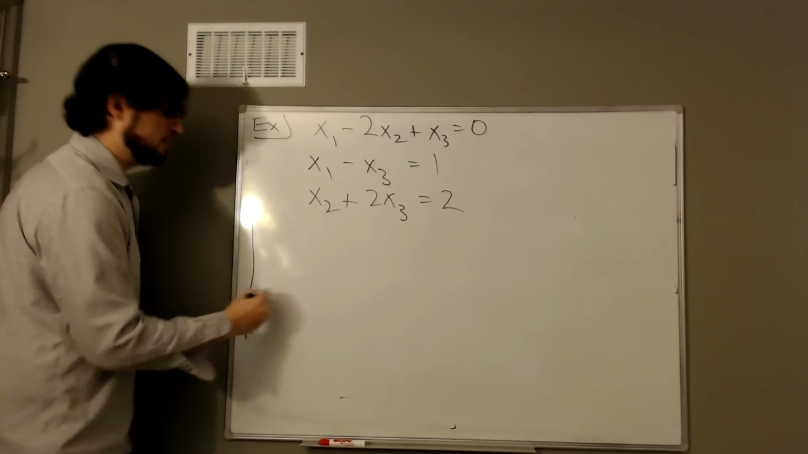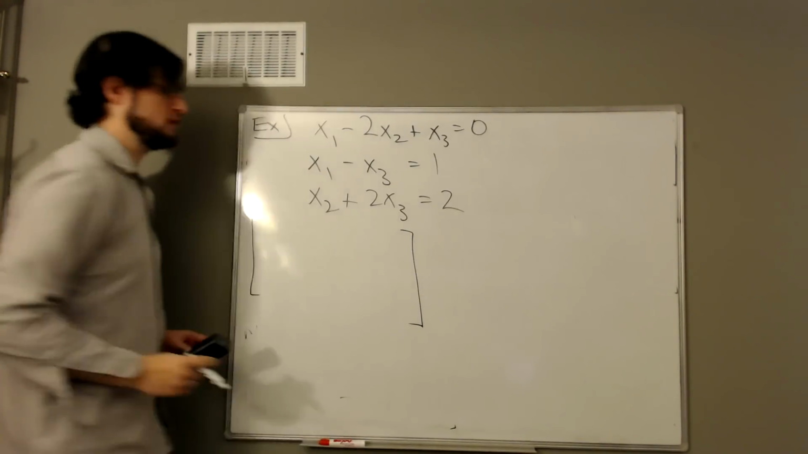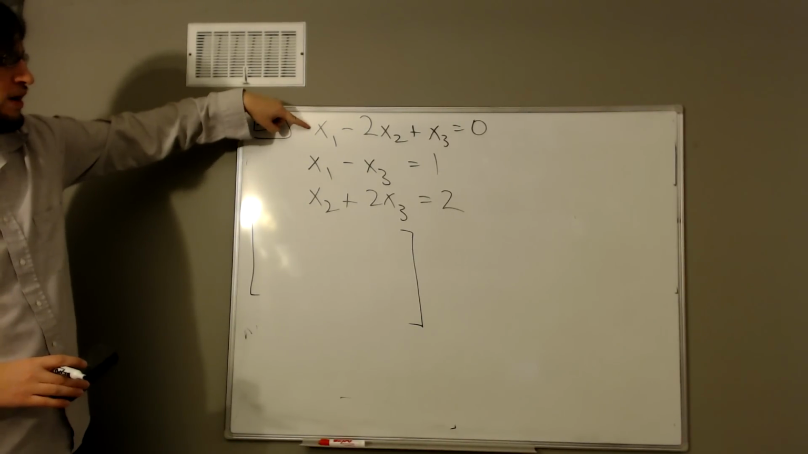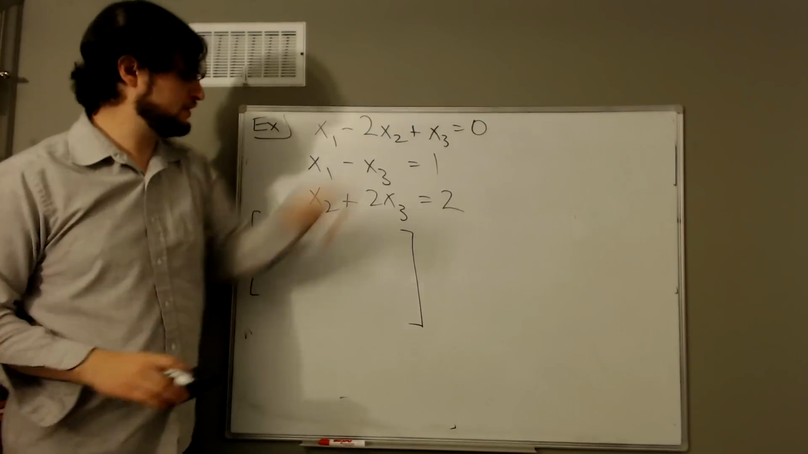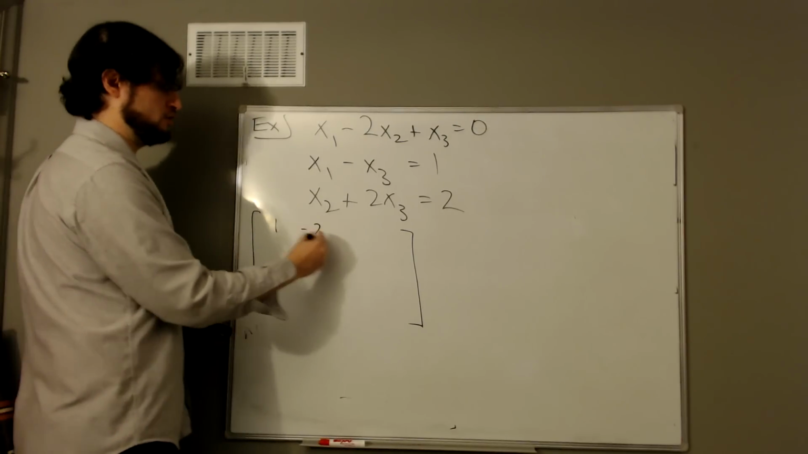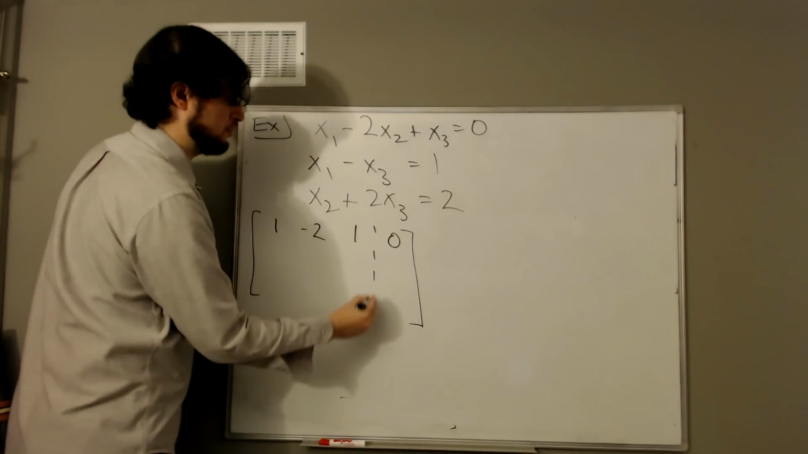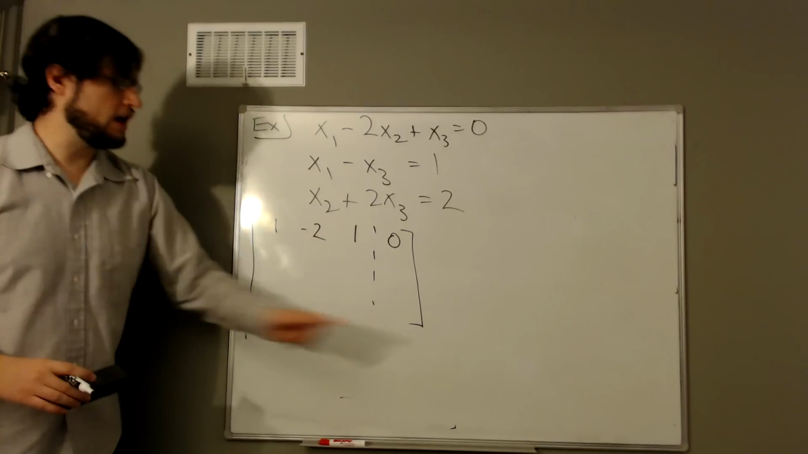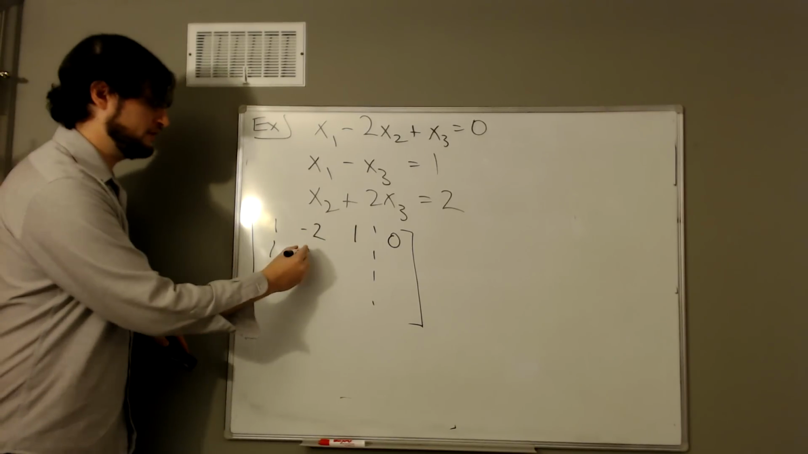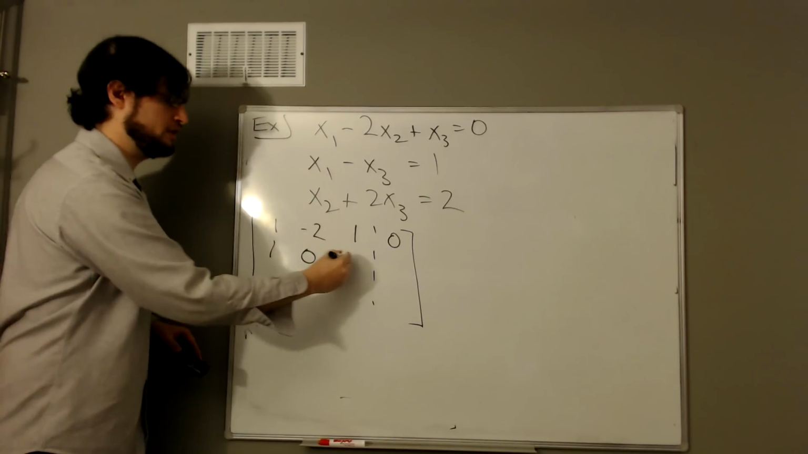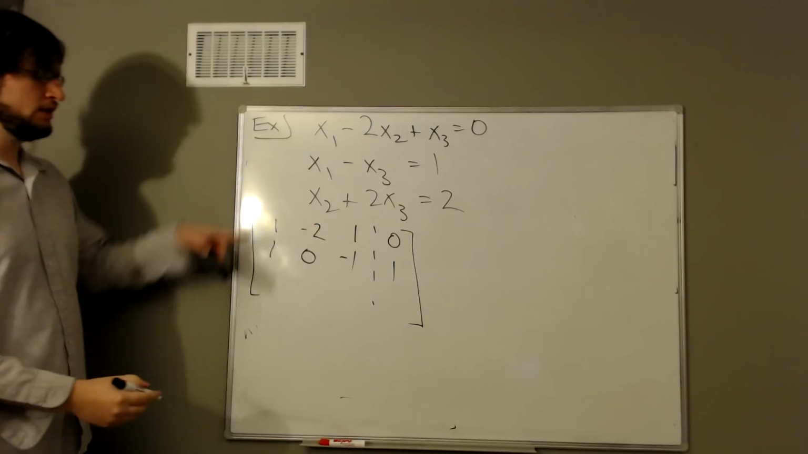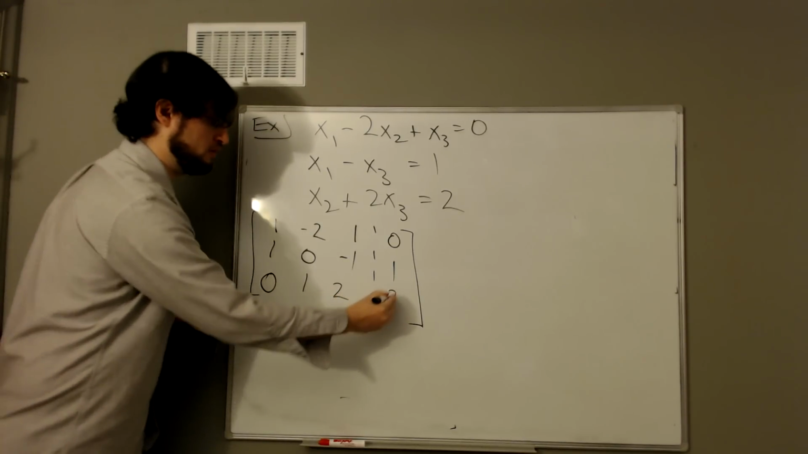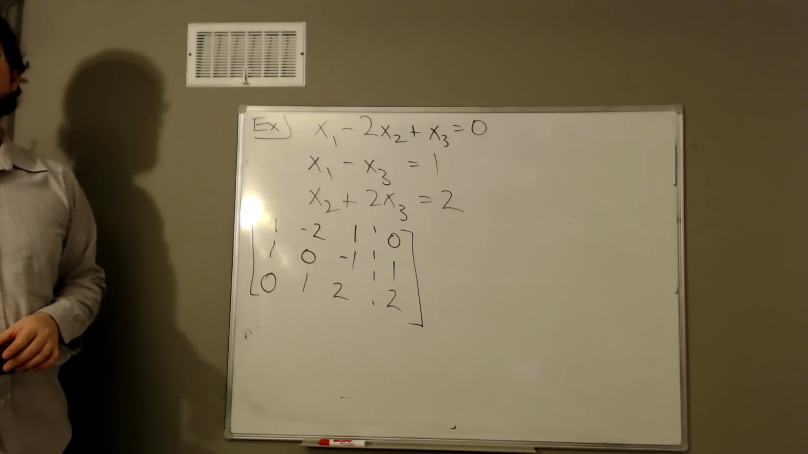Remember that we need to include zeros whenever necessary. This coefficient, 1, -2, 1, 0. We'll put our dashed lines to indicate that this is the variable side, this is the constant side. 1, 0, because there's no x2's, -1, 1. There's no x1, so 0, 1, 2, 2. And so this is our matrix.